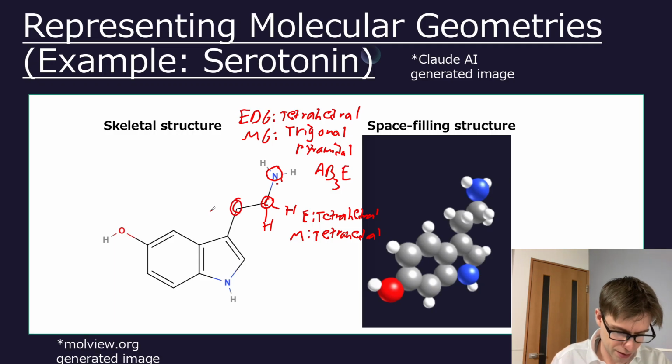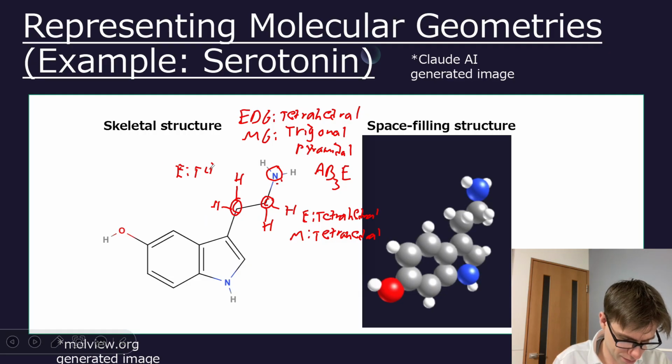This one is essentially the same. 2 hydrogens and then 2 CC bonds. So I'm just going to go a little bit quick. E is tetrahedral. M is tetrahedral.